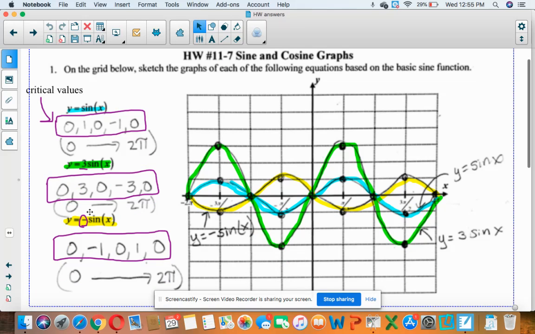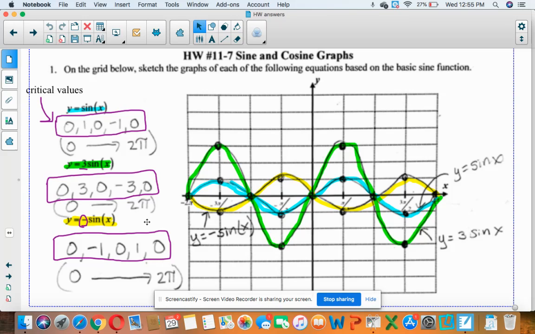What happens when I put a negative in front of there? I'm basically reflecting it over the x-axis. So the blue graph is the regular sine, y equals sine of x. The yellow is y equals negative sine of x. So you can see 0 stays 0, but 1 becomes -1. And here, -1 becomes +1. So it's like flipped around.